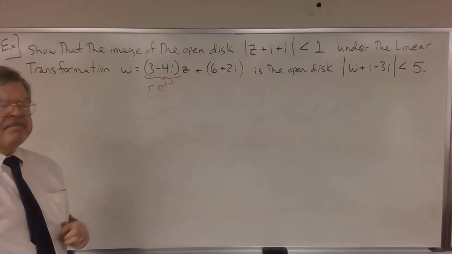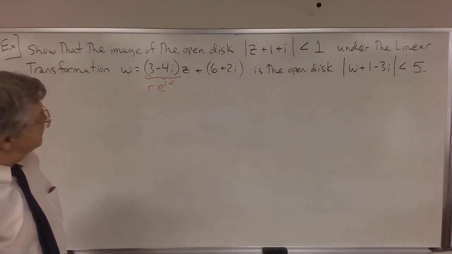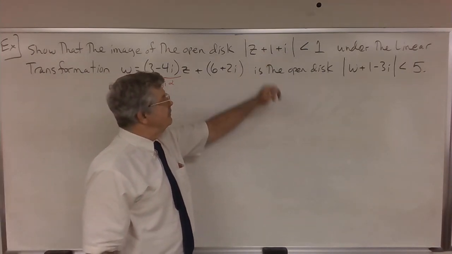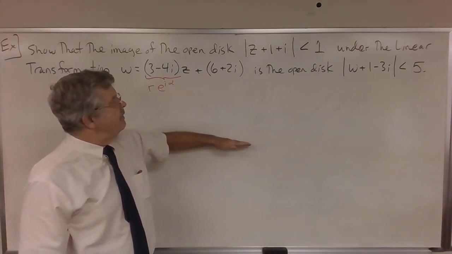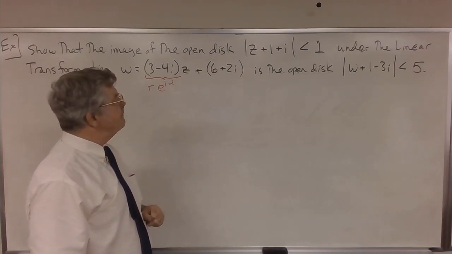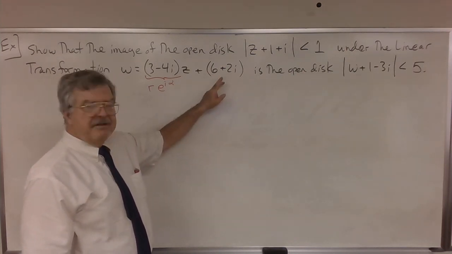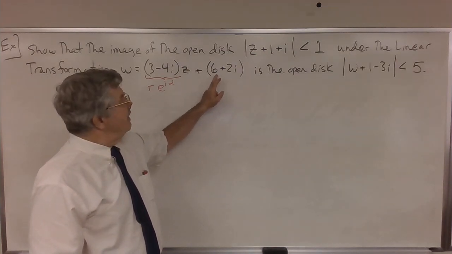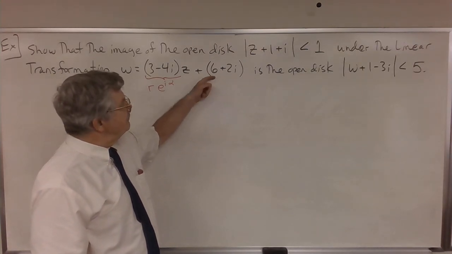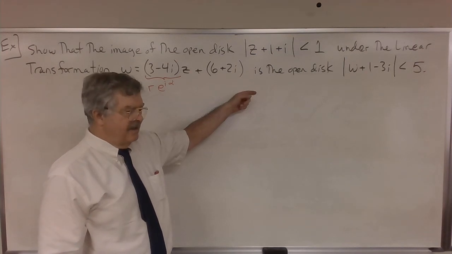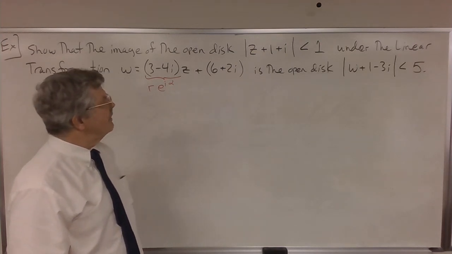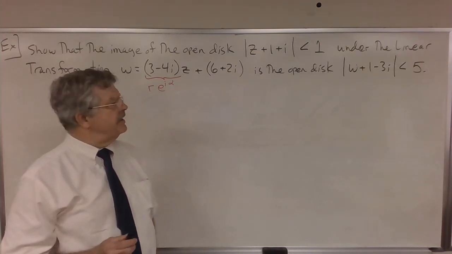And my first impulse is to rewrite everything in this form, because then I can take this disk and rotate it about the origin by an angle of alpha. And then I can magnify it by a factor of r. And then I can translate that whole thing by moving it 6 units in the positive u direction and 2 units in the positive v direction. That's what my first inclination is.